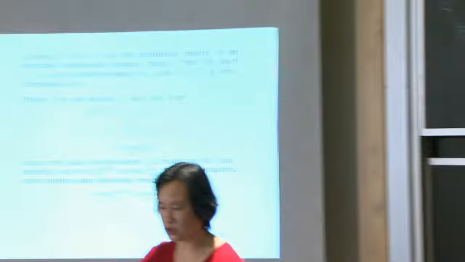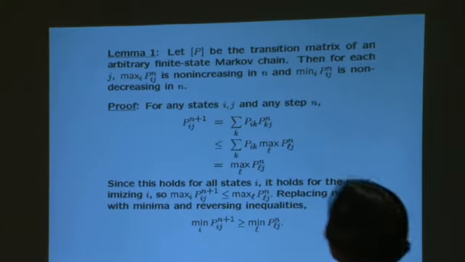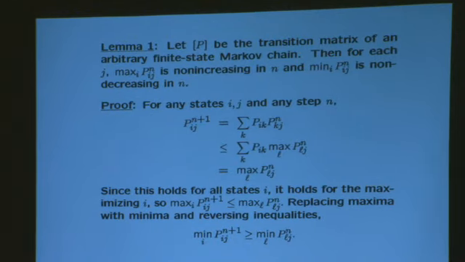So P is a transition matrix in an arbitrary finite-state Markov chain. Then for each j, the maximum, the most probable path from i to j in n steps, is non-increasing in n, and the minimum is non-decreasing in n. So you take n plus 1 steps from i to j. We're going to use the Chapman-Kolmogorov equation. So we take the first step to some state k, and then we go from k to j in n steps. But then we sum this over all k.